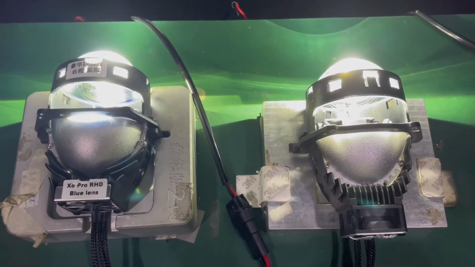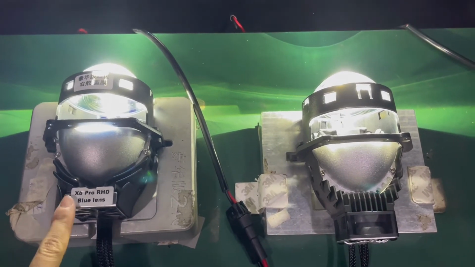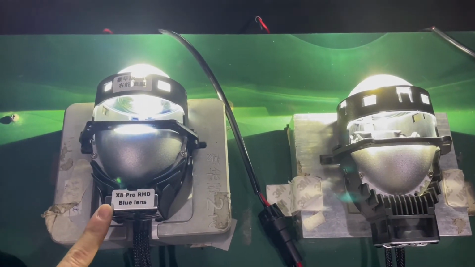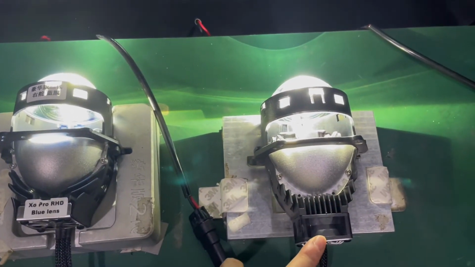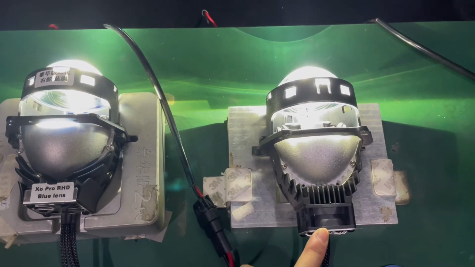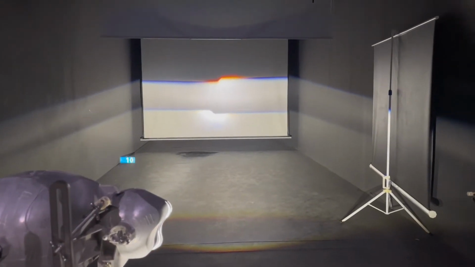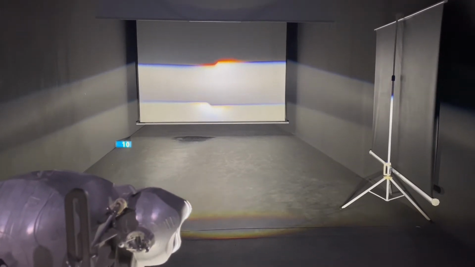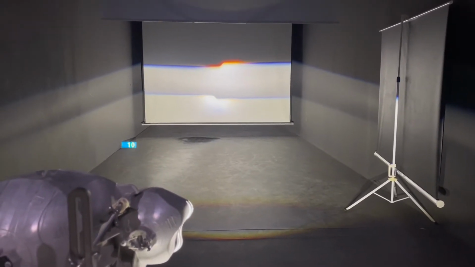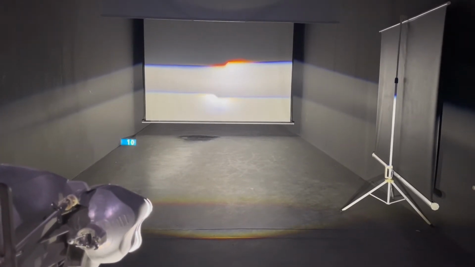So I would like to compare two of these LED projector lens. This is the hot model of ours, which is our X8 Pro. And this one is our new LED projector lens, which is our X9, okay? So you can see this is the low beam of them. You can see the lowest one is X8 Pro of our model, and the upper one is our X9, okay?